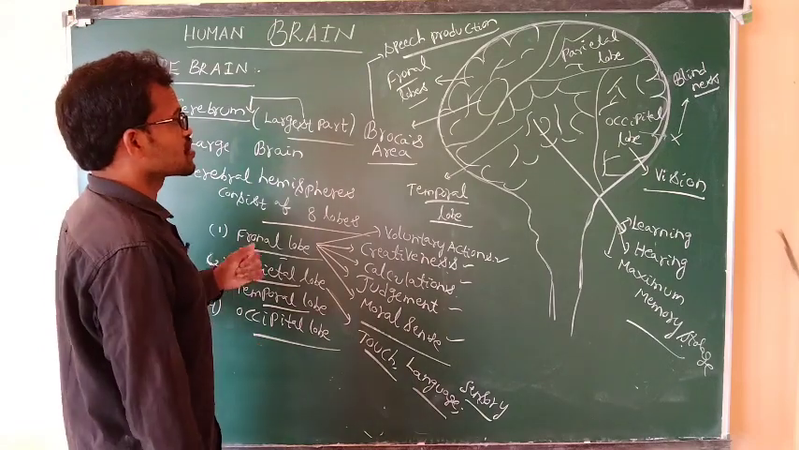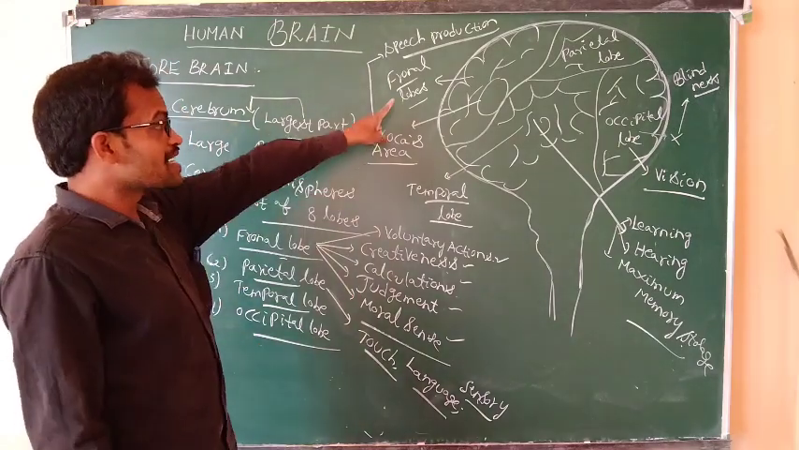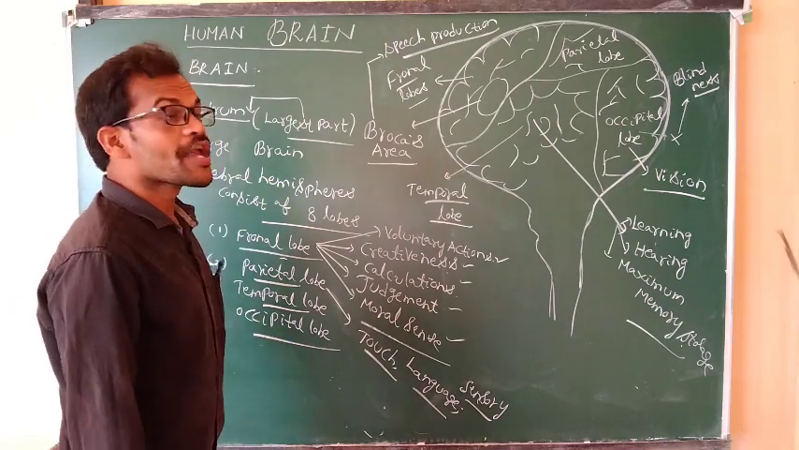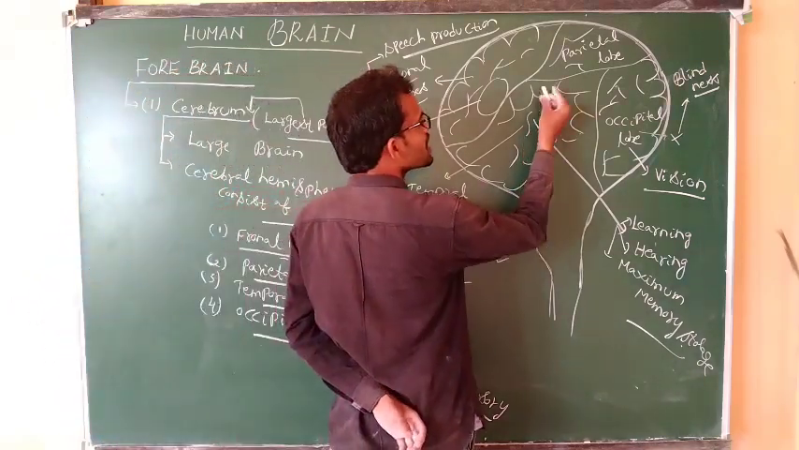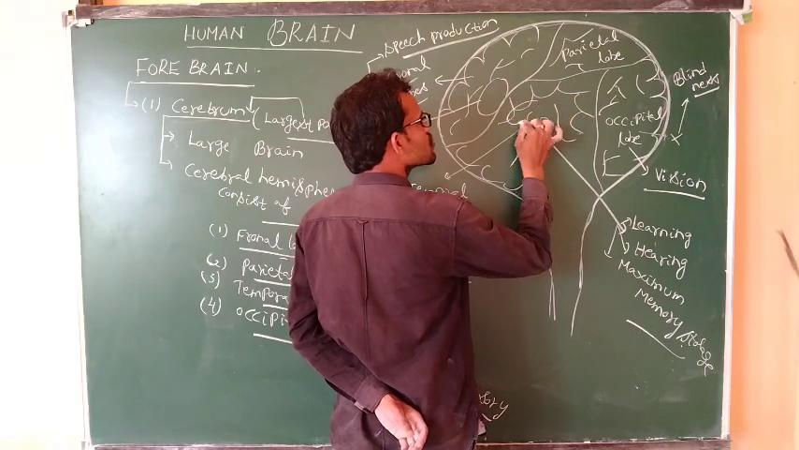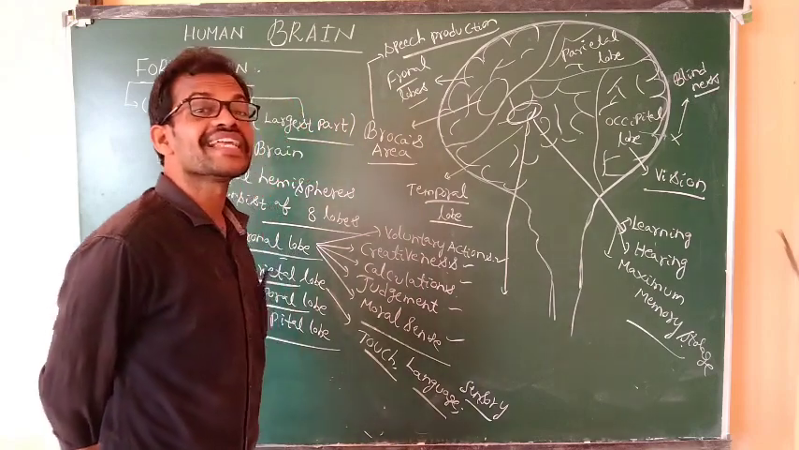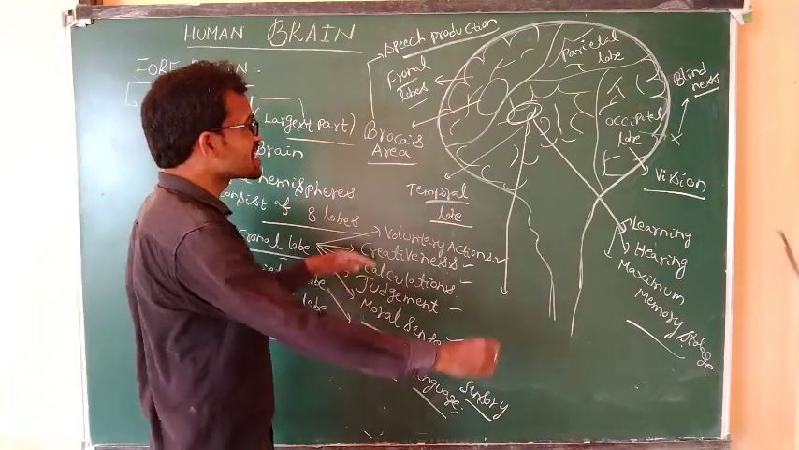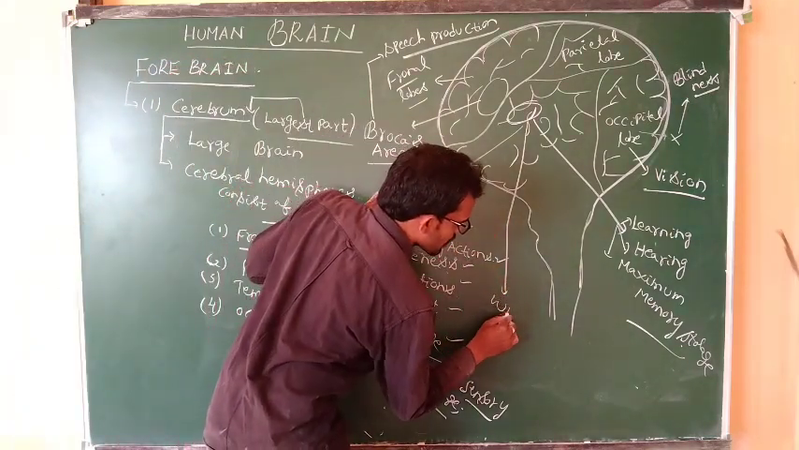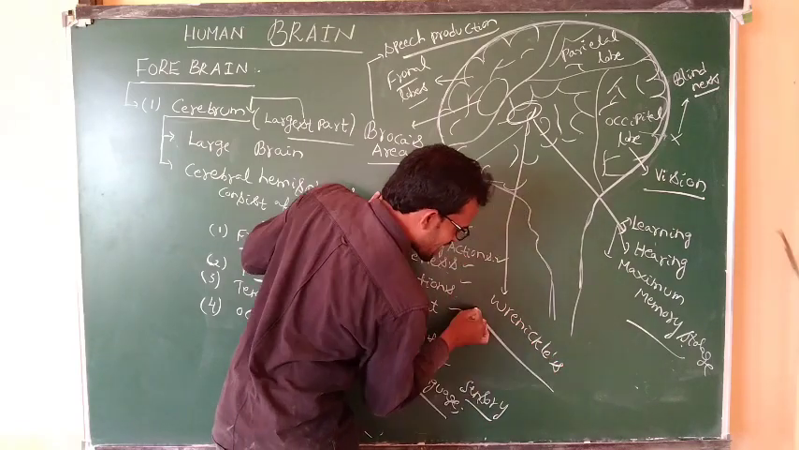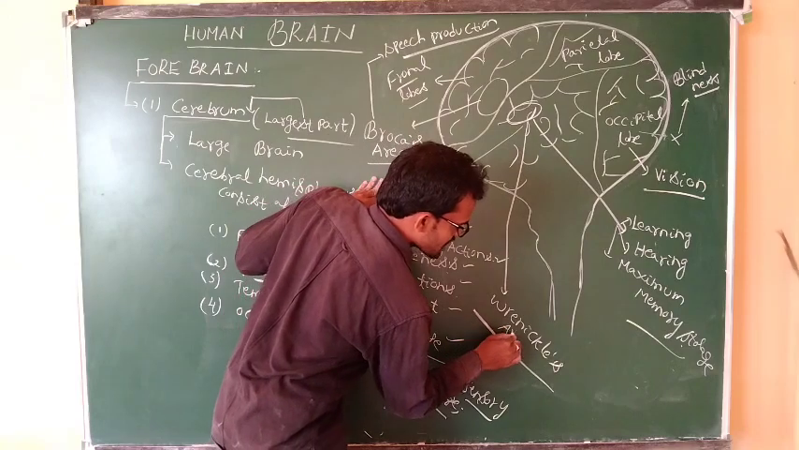Now see here. Broca's area is located in the frontal lobe, and it produces speech. Also, the temporal lobe consists of one important area. It is known as Wernicke's area. What is the area? Wernicke's area.